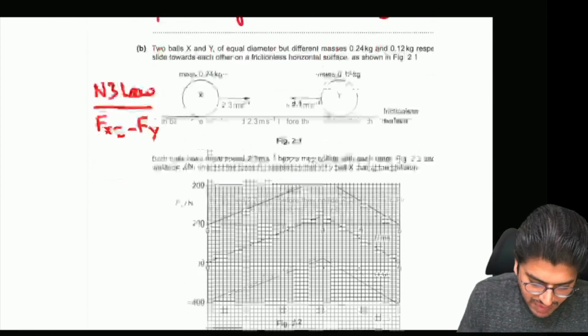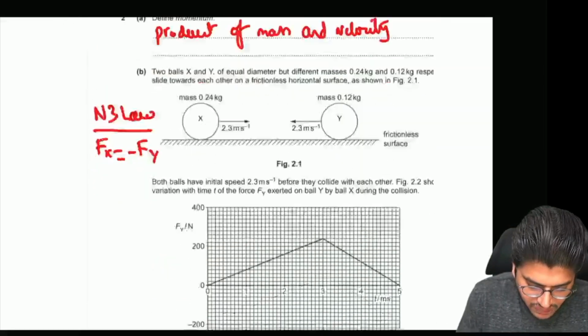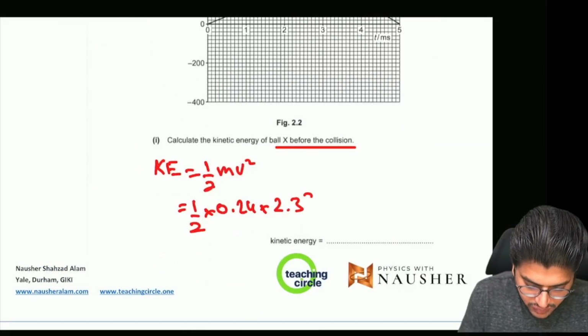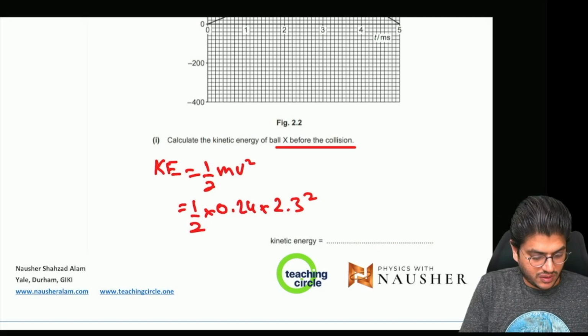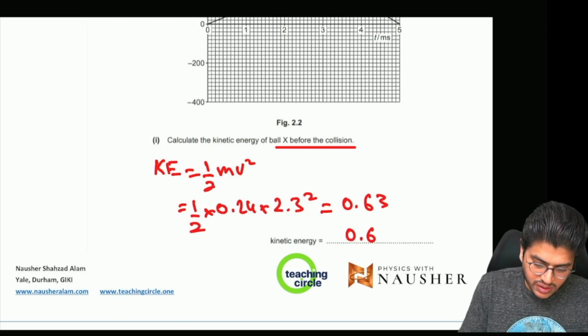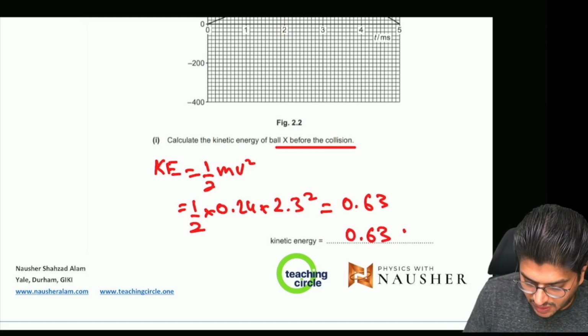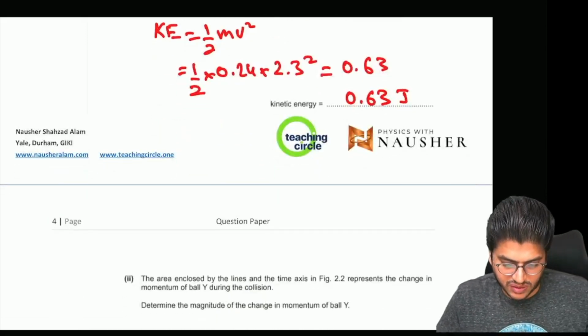Now you have the mass, which is 0.24, and you have the speed, which is 2.3, so half into 0.24 into 2.3 squared, and the answer that you get is 0.63 joules. There's something missing over here, but I'm going to write the unit, 0.63 joules.